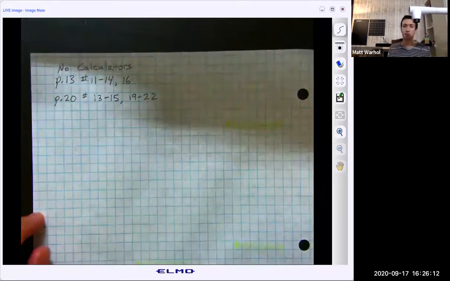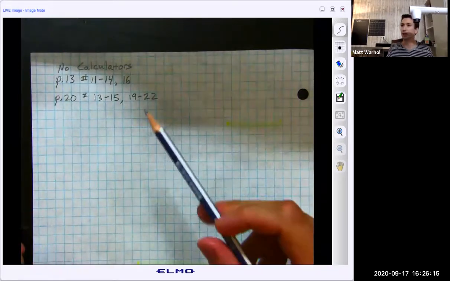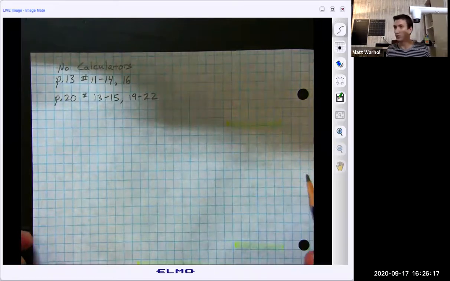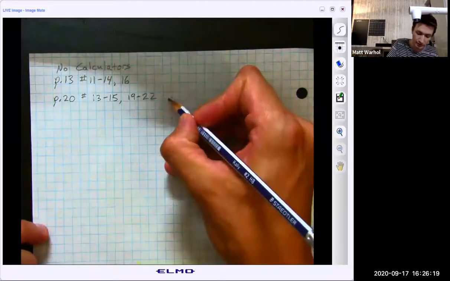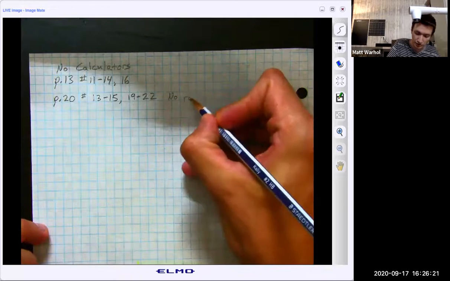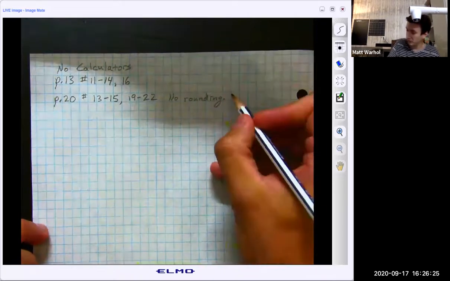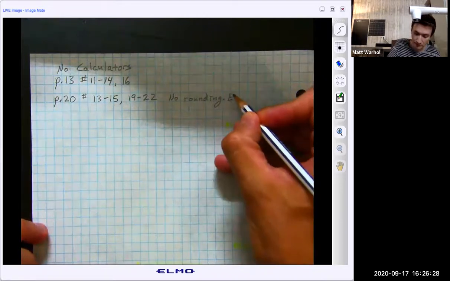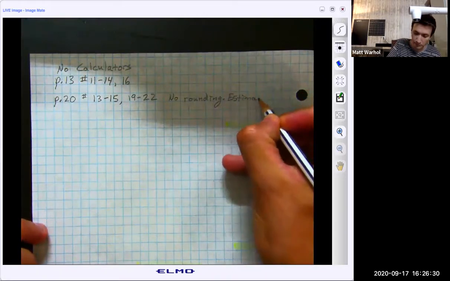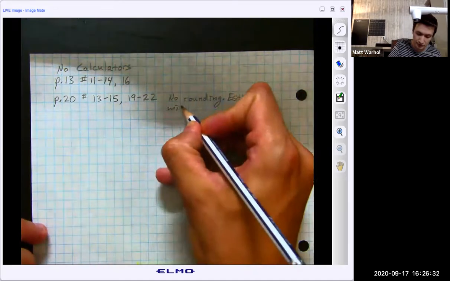Now, I'm changing the directions a little bit on you. When you read the directions for page 20, it tells you to round, no rounding. In none of the work I showed you in those examples did we ever round. Instead, what you're going to do is you're going to estimate with integers.